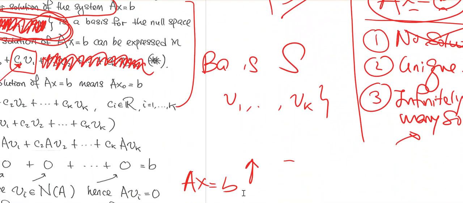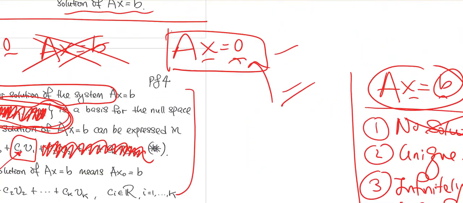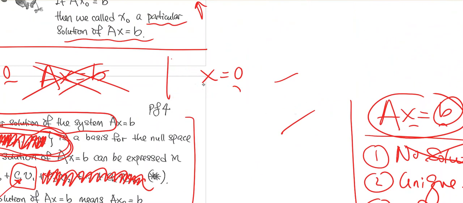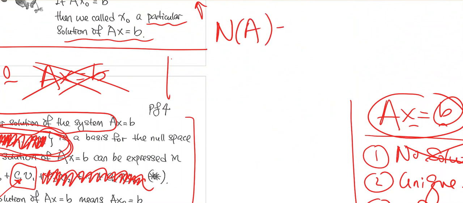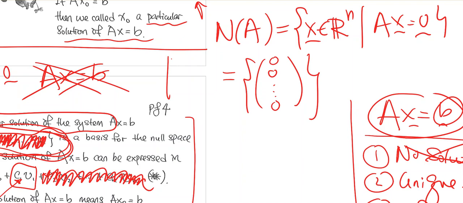As you know from before, the null space of A is defined as all the x in Rn such that Ax equals 0. Now, sometimes the only solution is 0. You can't find any other solutions. The only solution is 0. Sometimes your null space can be as small as that.